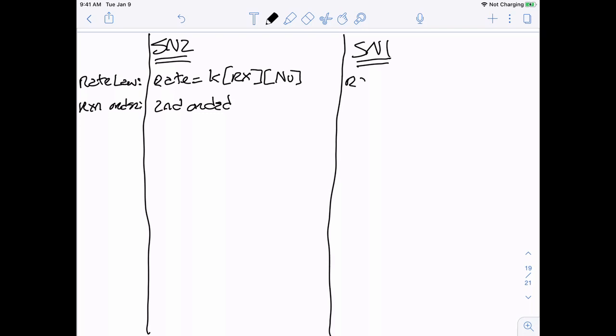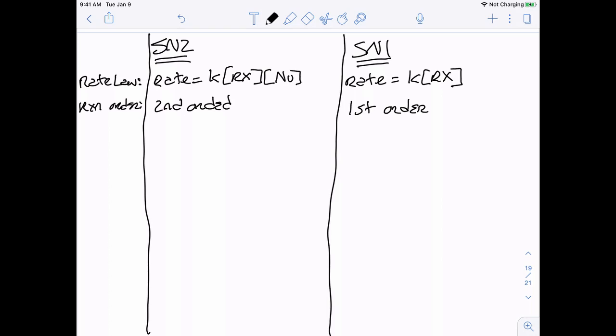My SN1, my rate law only includes my alkyl halide. So my nucleophile is not part of that. It is first order, right? It is unimolecular. That is what the 1 in SN1 stands for. So second order versus first order.